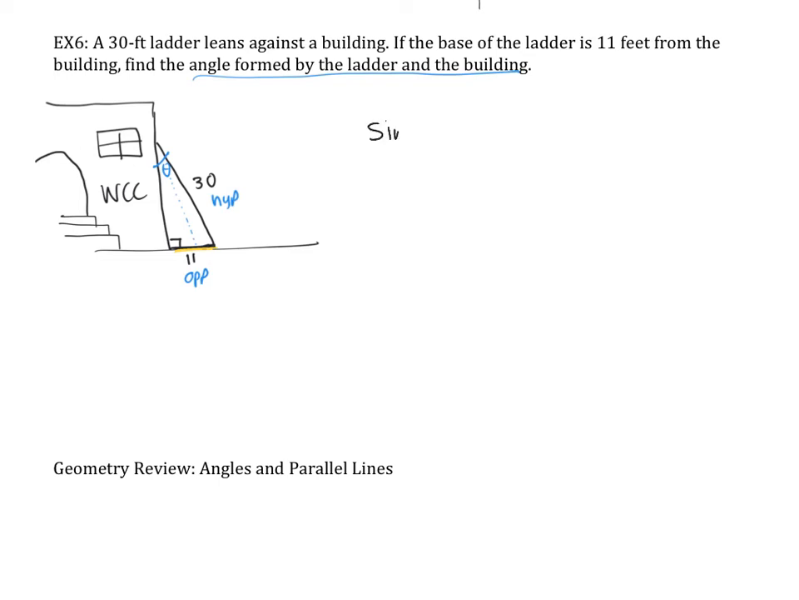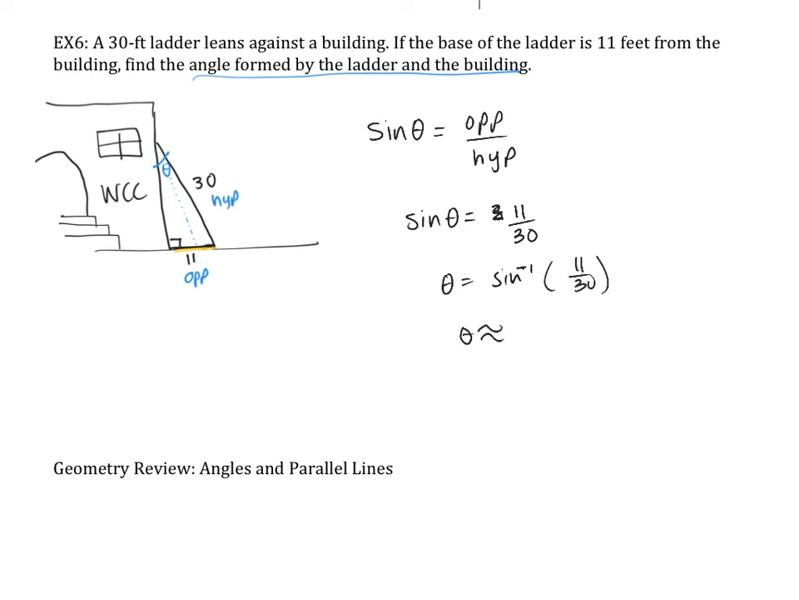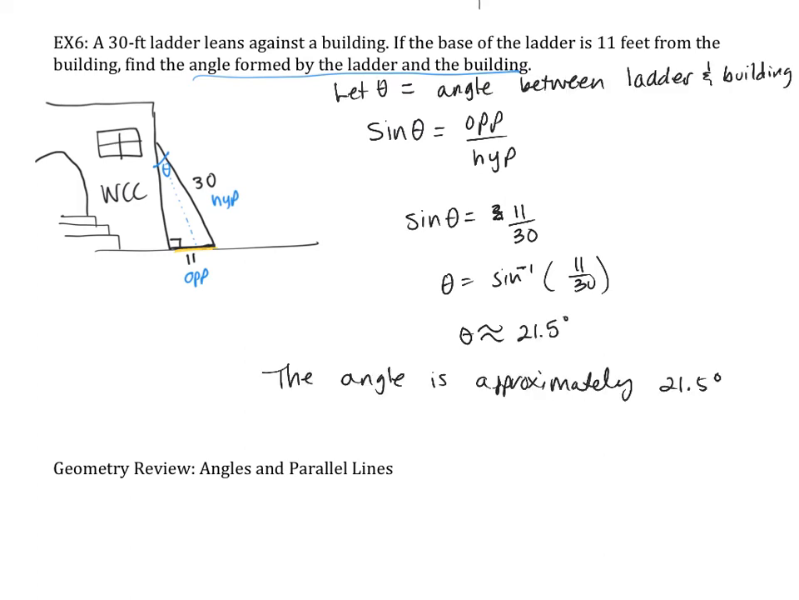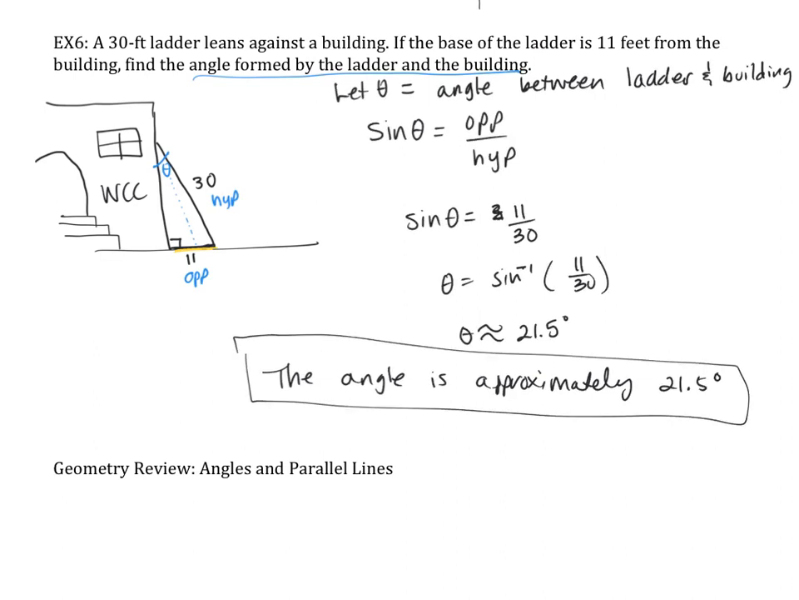So we're going to use sine because that is opposite over hypotenuse. And so we would get sine theta. Just plug those lengths in. We would have opposite, oops, that's 11 over 30. So theta is the arcsine of 11 over 30. And just go ahead and pull out your calculator, and we would get that is approximately 21.5. And then we'll just explain what that means in a sentence. So the angle formed between the ladder and the building is approximately 21.5 degrees.